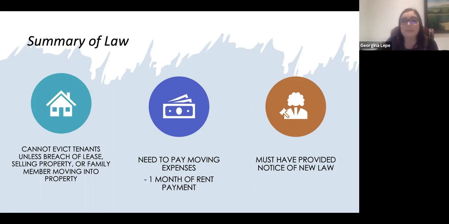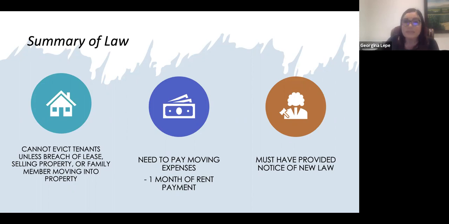You will only be able to do that if you're selling the property or you're having a family member move into the property. So for those of you that are representing a buyer and they're buying a duplex or anything bigger and it's tenant occupied, you need to inform them that they're not going to be able to evict the tenants. They're stuck with those tenants. They're married to them. So just be very careful.